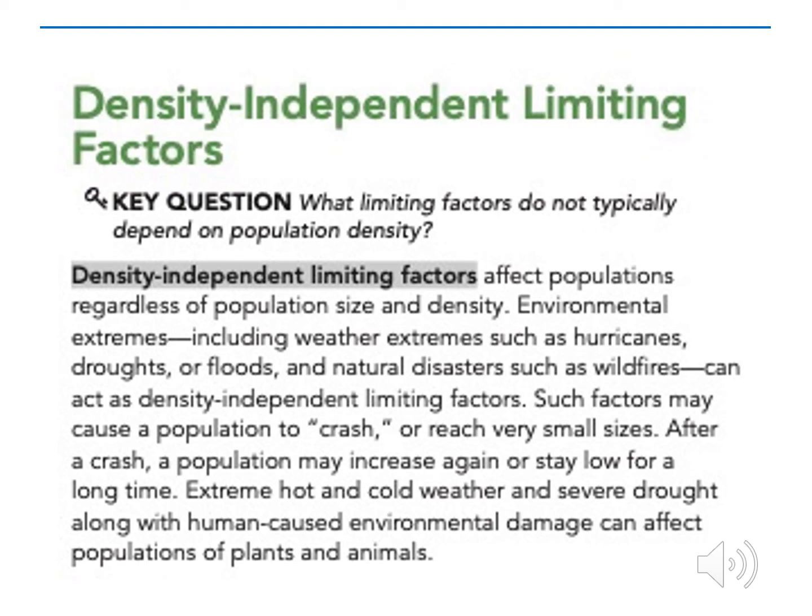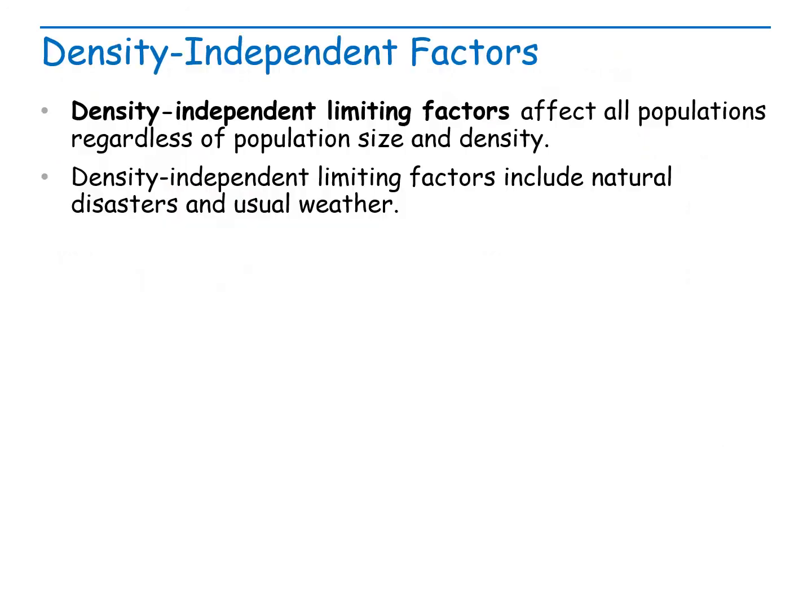including weather extremes such as hurricanes, droughts, or floods, and natural disasters such as wildfires, can act as density-independent limiting factors. Such factors may cause a population to crash or reach very small sizes. After a crash, a population may increase again or stay low for a long time. Extreme hot and cold weather and severe drought, along with human-caused environmental damage, can affect populations of plants and animals.